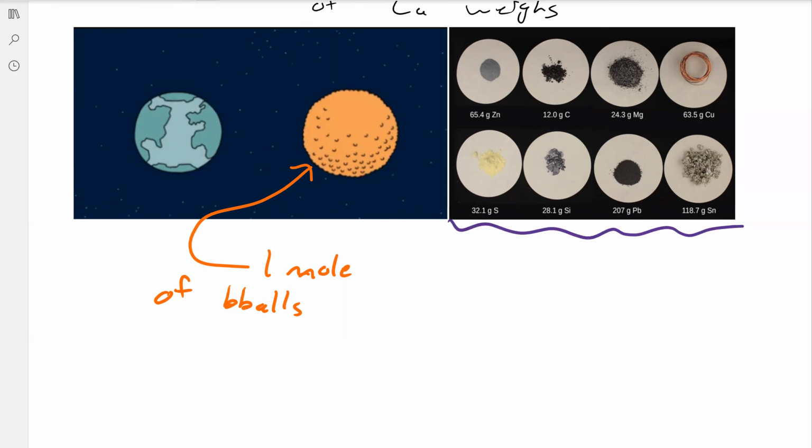On the right side, we've got 1 mole of each substance. Right, so you've got 1 mole of zinc, 1 mole of carbon, 1 mole of magnesium. And on the left side, you have 1 mole of basketballs, right? Each one of these has the same number of things by counting. They all have 6.022 times 10 to the 23rd things, right? Whether those be atoms or basketballs. And you can just see the difference in size and mass between an atom and a basketball, and that makes sense, right? So anyways, how do we know how much 1 mole of each thing weighs?